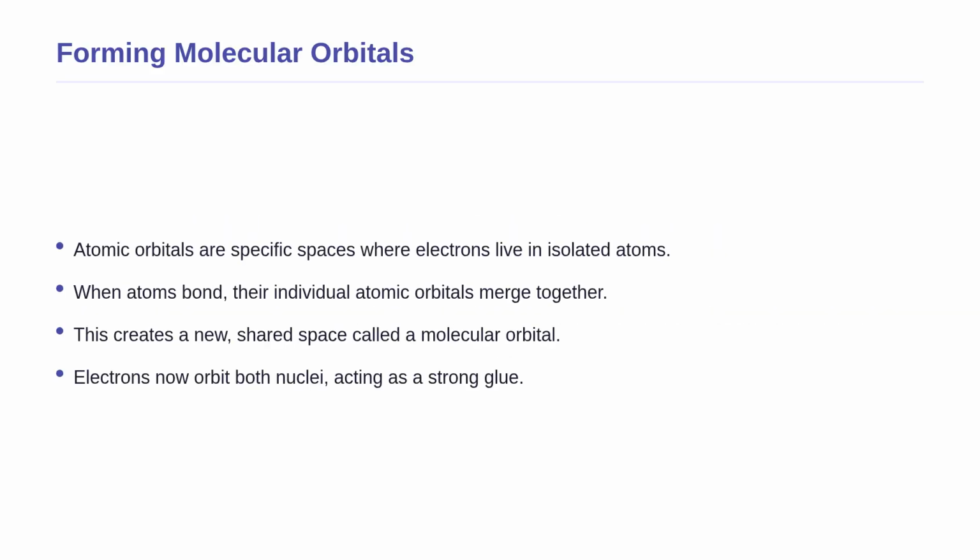Let us start by imagining two people living in separate, tiny apartments. These represent atomic orbitals, the spaces where electrons live around a single isolated atom. When these atoms decide to form a molecule, they knock down the wall between them. Their individual atomic orbitals merge to form a new shared living space called a molecular orbital. Instead of orbiting just one nucleus, the electrons now orbit both nuclei. This shared arrangement holds the atoms together like a strong glue and is the absolute foundation of molecular orbital theory.